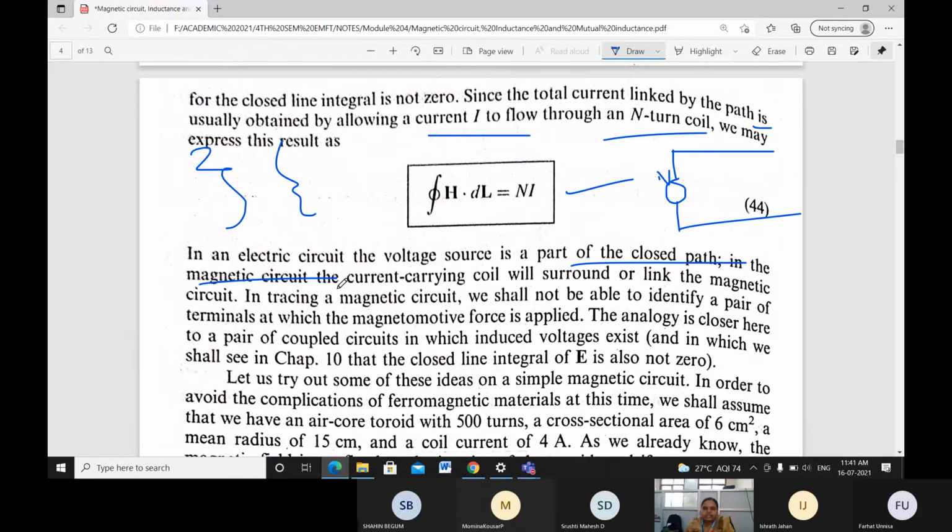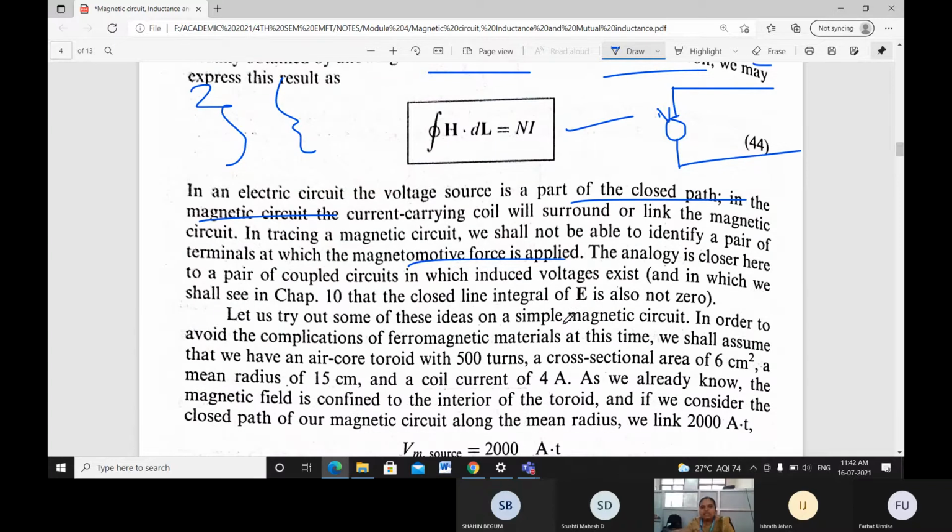In the magnetic circuit, the current-carrying coil will surround or link to the magnetic circuit. In tracing the magnetic circuit, we are not able to identify a pair of terminals at which the magnetomotive force is applied. It's not possible when we take the circuital analysis. Then the analogy is closer here to a coupled circuit, in which the induced voltage exists. Just we are taking an assumption.